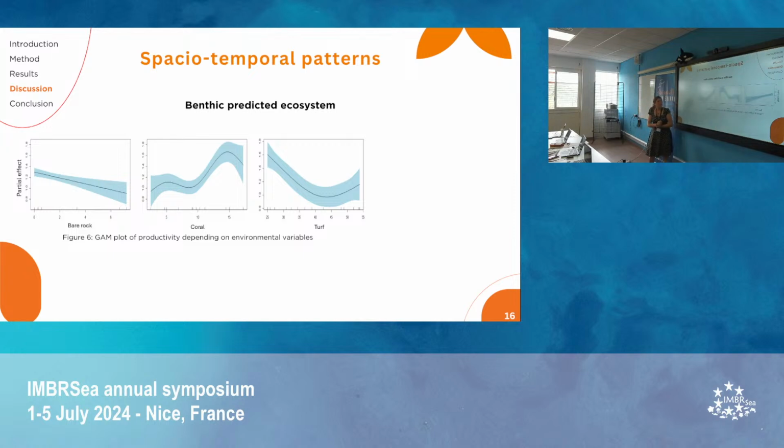So our analysis revealed that the spatiotemporal variations are mainly due to benthic attributes, as the negative relation with bare rock and turf and the positive with coral.